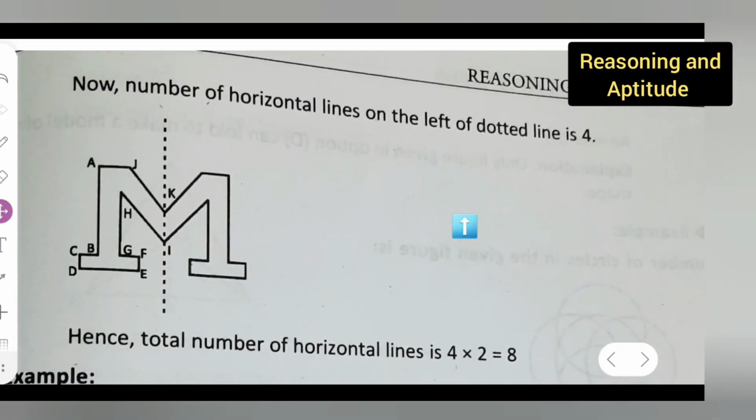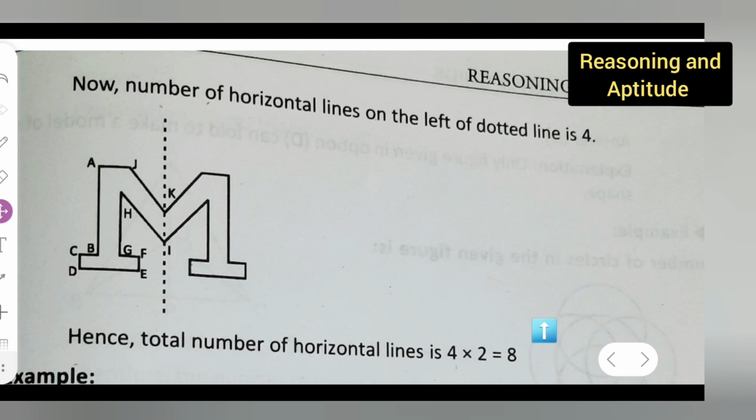Now the number of horizontal lines on the left of the dotted line is 4. Right? 1, 2, 3, 4, and here also there will be 4. So how many there? Total 8. Right? 1, 2, 3, 4 on this side, and 1, 2, 3, 4 on the other. So they are total 8. So I can write down: hence the total number of horizontal lines is 4 multiplied by 2, which will give you 8. 4 twos are 8.